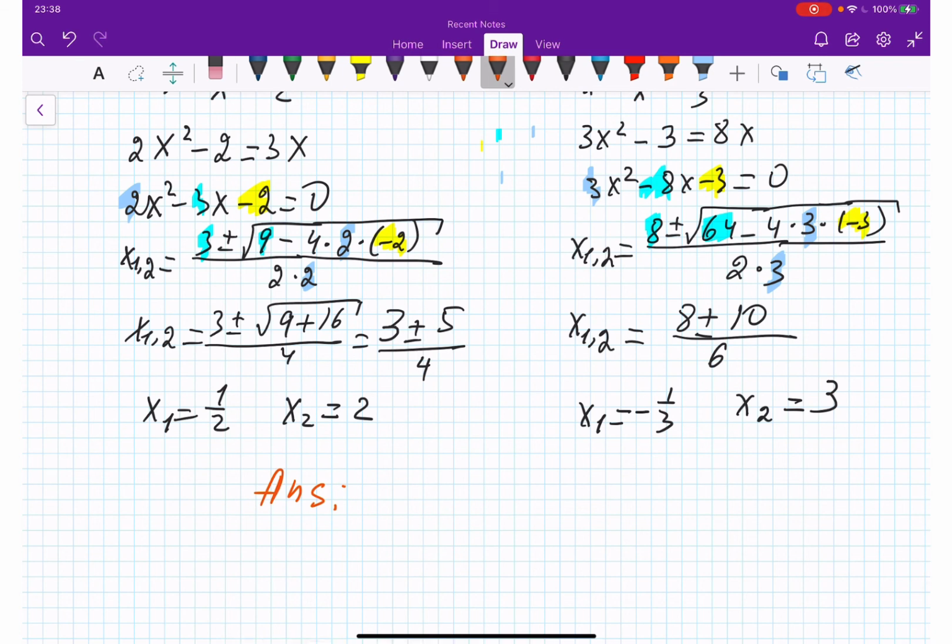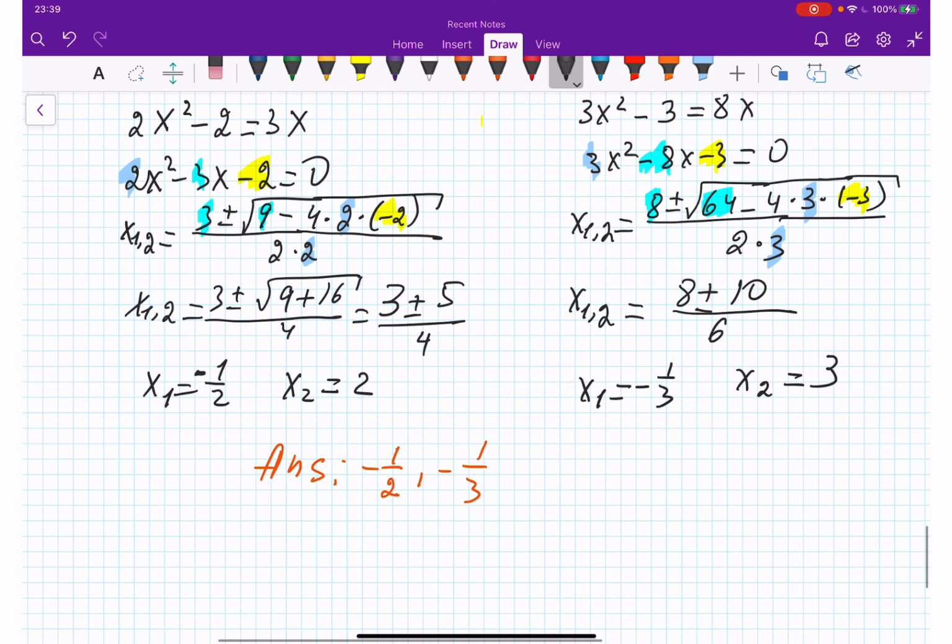The other reason I wanted to solve this one, because here you have all four answers, right? It's gonna be negative 1/2. It's gonna be negative 1/3. Okay, I missed here 1/2. I guess some of you are waiting when I will discover that it's negative. Negative 1/2, negative 1/3, 1/2 and 3.